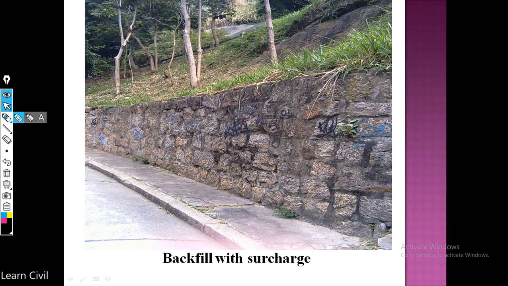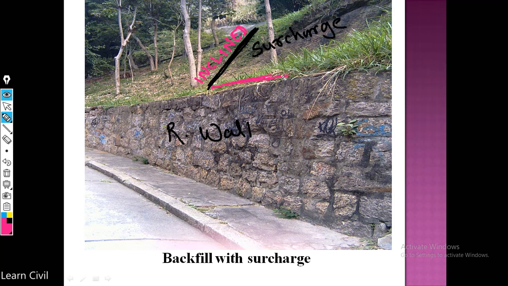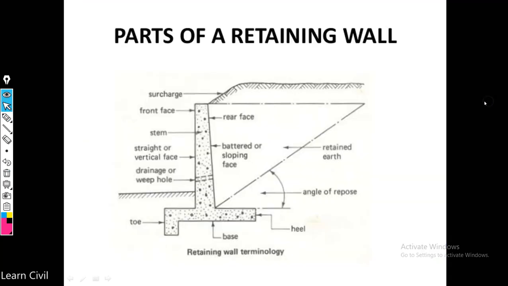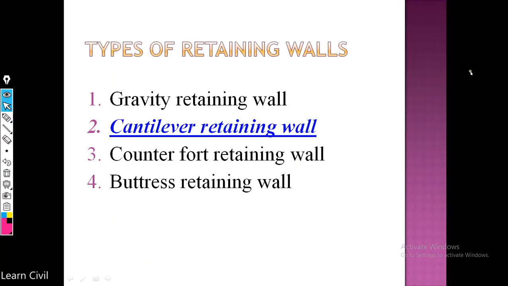Again, in this particular picture, you can see this is your retaining wall, and the soil mass is having some angle. So this particular portion is considered as a surcharge. This retaining wall is considered to be subjected to an inclined backfill, and this particular portion above the horizontal surface is considered as a surcharge. Now what are the different parts of retaining walls?